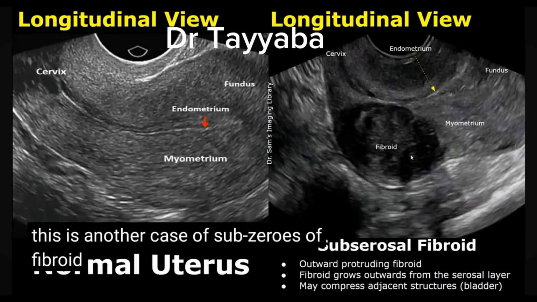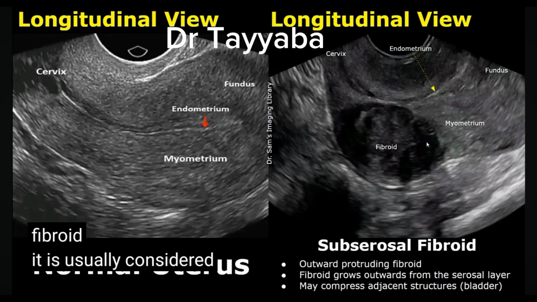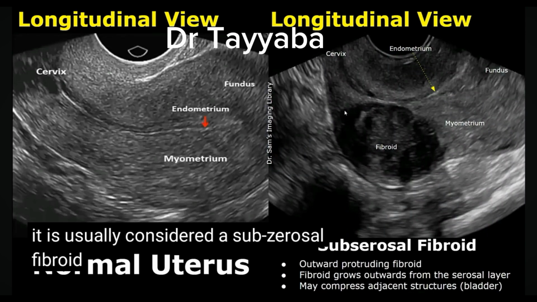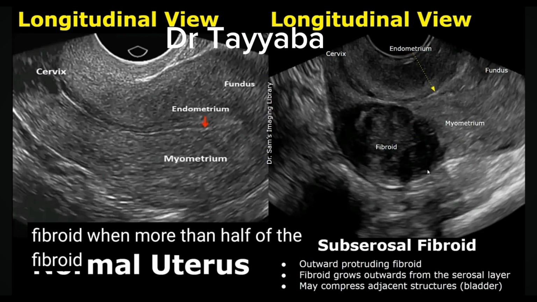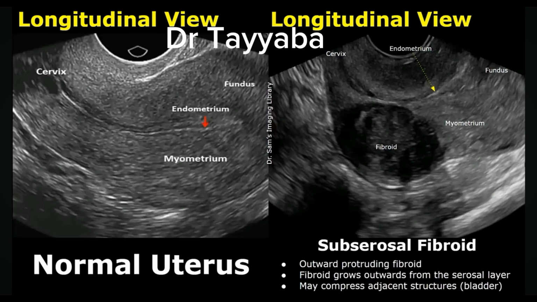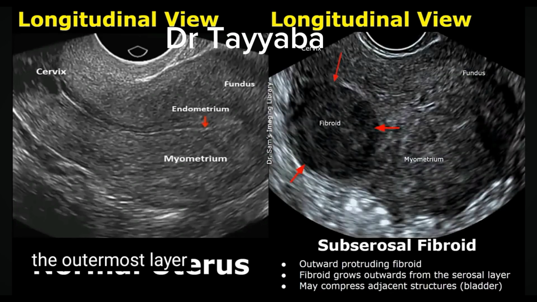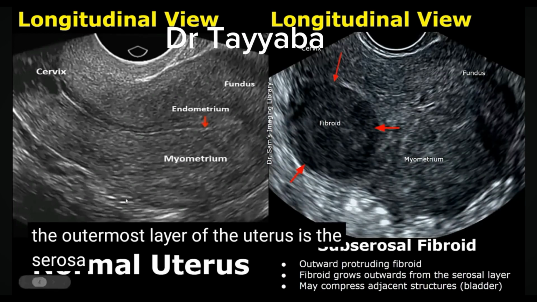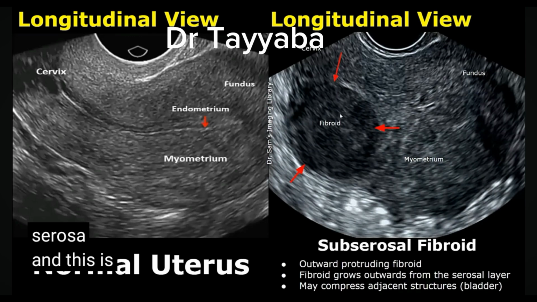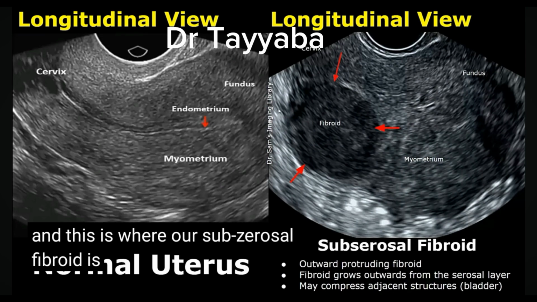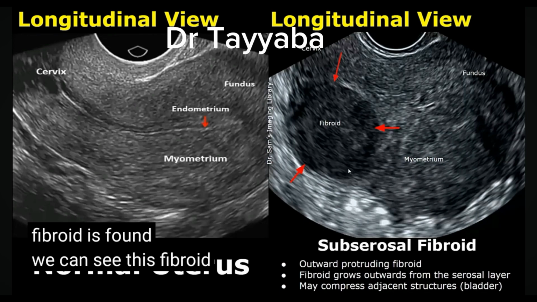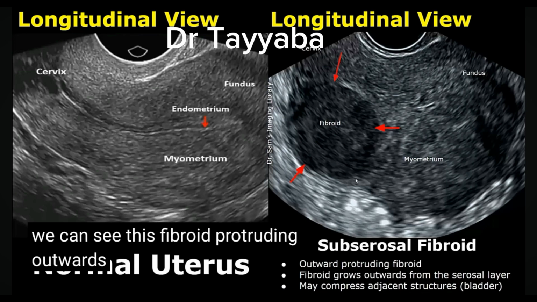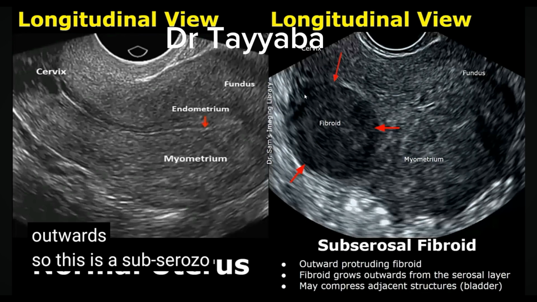This is another case of subserosal fibroids. It is usually considered a subserosal fibroid when more than half of the fibroid is protruding outwards. The outermost layer of the uterus is serosa, and this is where our subserosal fibroids are found. We can see this fibroid protruding outwards. So this is a subserosal fibroid.